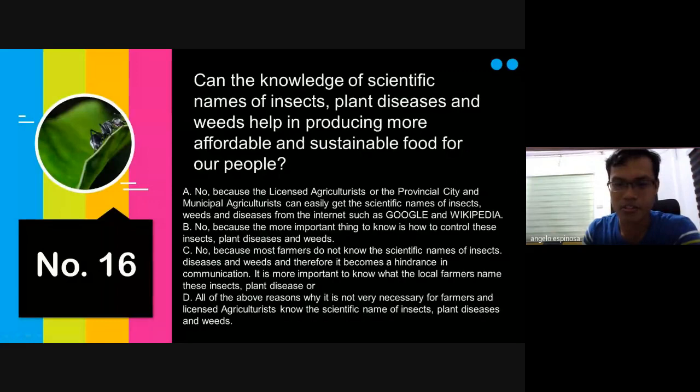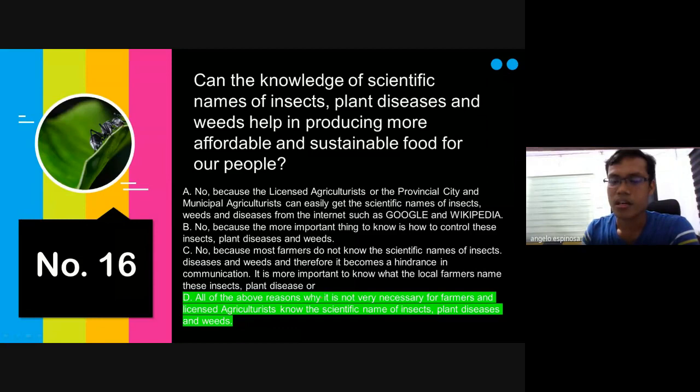So let's check now number 16. Okay. Can the knowledge of scientific names of insects, plant diseases, and weeds help in producing more affordable and sustainable food for our people? The correct answer is letter D. Kasi nga, all of the above reasons is correct. Why it is not very necessary for farmers and licensed agriculturists to know the scientific name of insects, plant, and diseases and weeds.